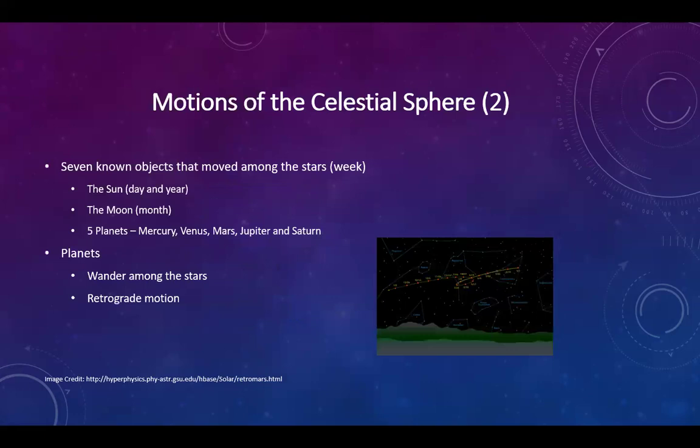Now, there are 7 known objects that move through the stars. And they actually often correspond to the names of the days of the week. The sun, which is tied to the day and the year, moved against the background of stars. The moon moves against the background of stars throughout the month. And then there's 5 planets that you can see with your naked eye. These are Mercury, Venus, Mars, Jupiter, and Saturn.